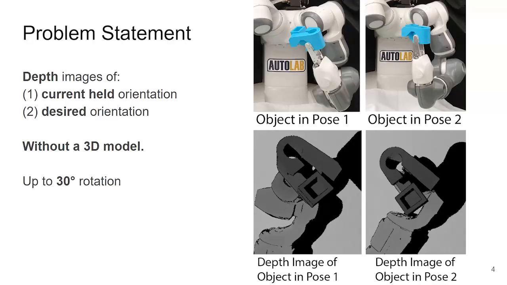We propose an algorithm that reorients previously unseen objects with unknown geometry given a depth image of the desired object orientation. We leverage simulation and self-supervision to train a deep neural network to estimate a 3D rotation between two depth images.